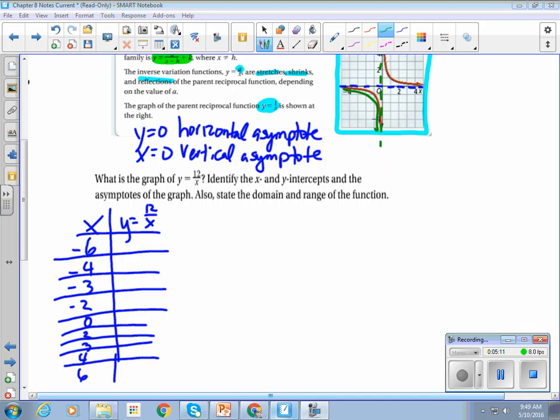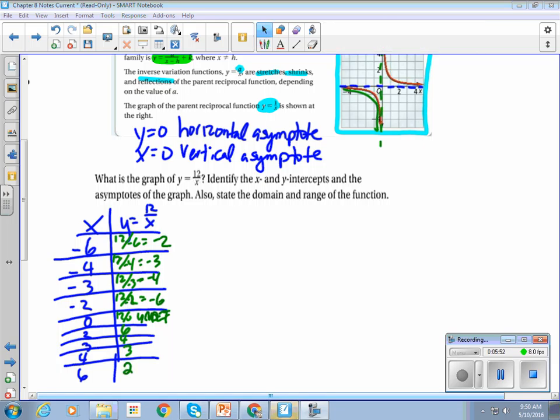So 12 divided by -6 is -2. 12 divided by -4 is -3. 12 divided by -3 is -4. 12 divided by -2 is -6. 12 divided by 0 is undefined because that is on our asymptote. 12 divided by 2 is 6. 12 divided by 3 is 4. 12 divided by 4 is 3, and 12 divided by 6 is 2. So I have a real quick table.